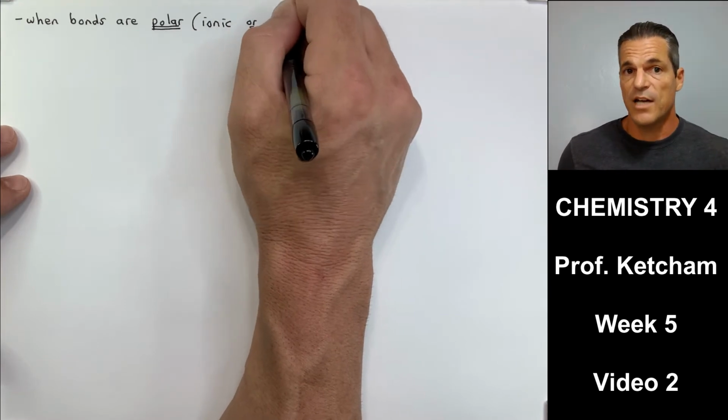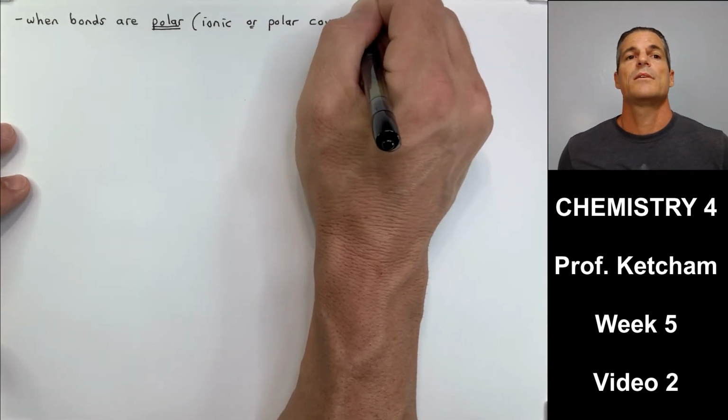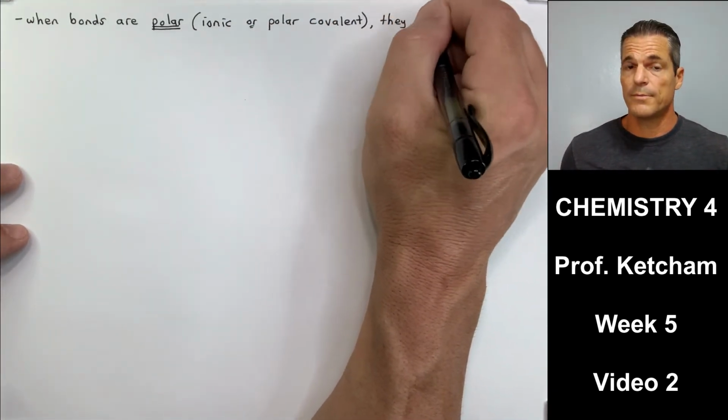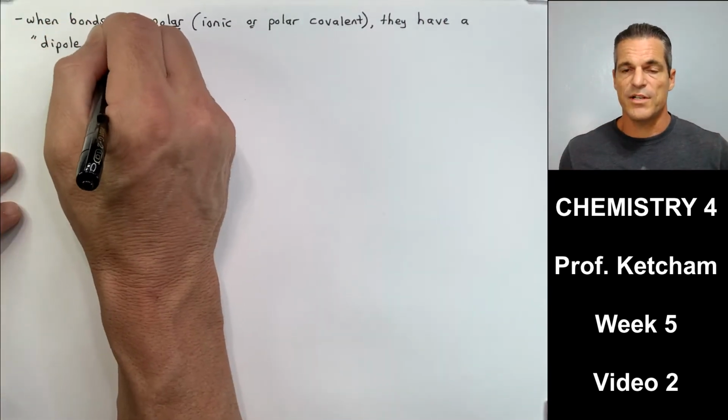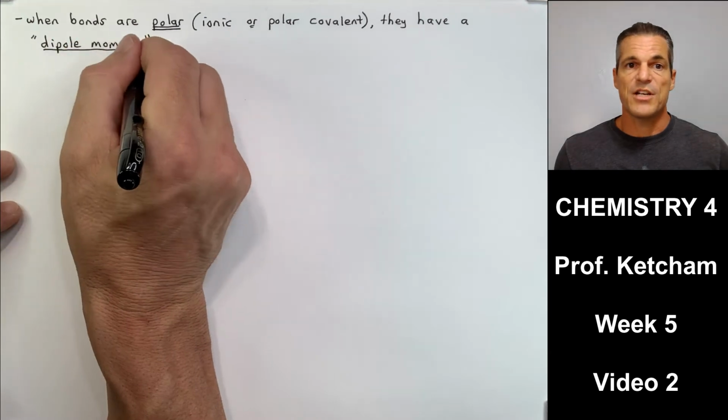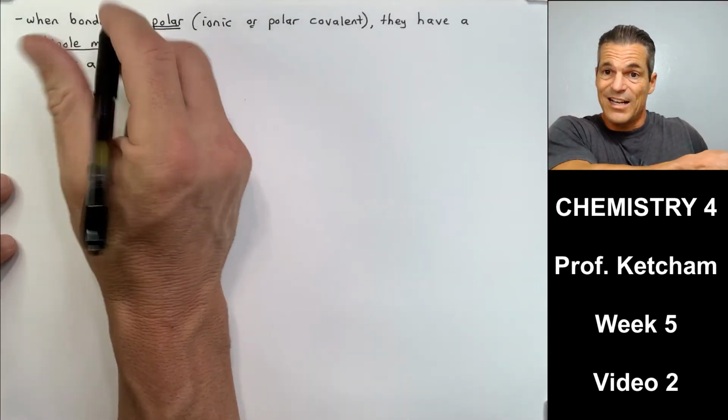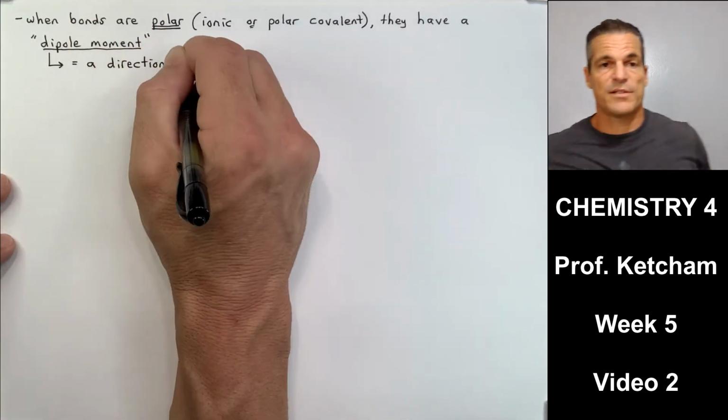All right, so this is the top of the next page of our notes. It says when bonds are polar, that means there's an unequal distribution in each atom or each ion's ability to attract electrons to itself.